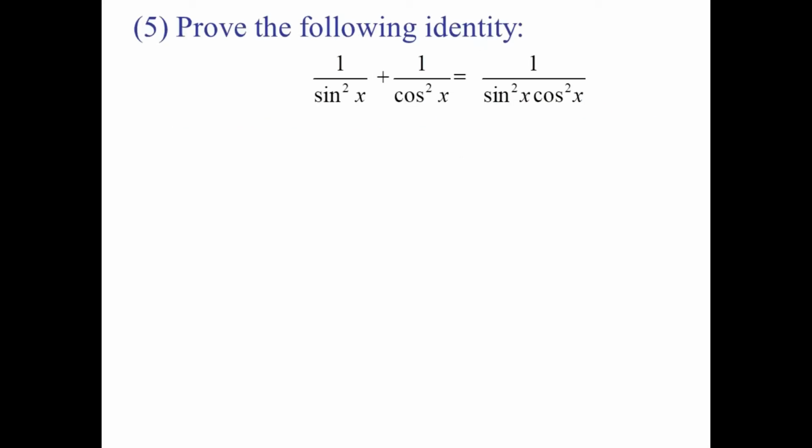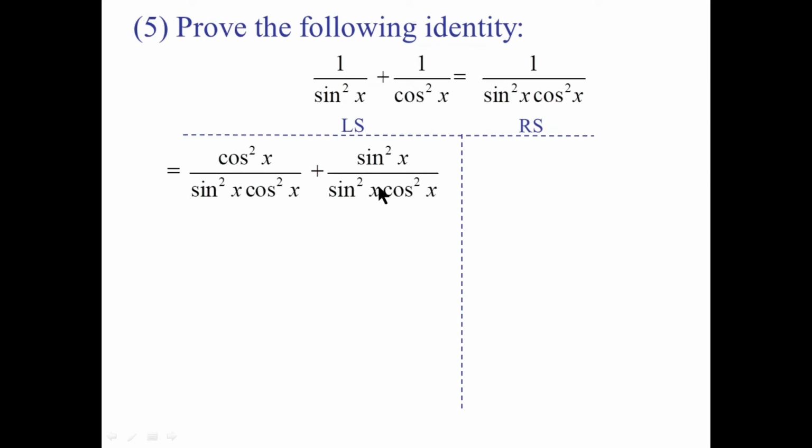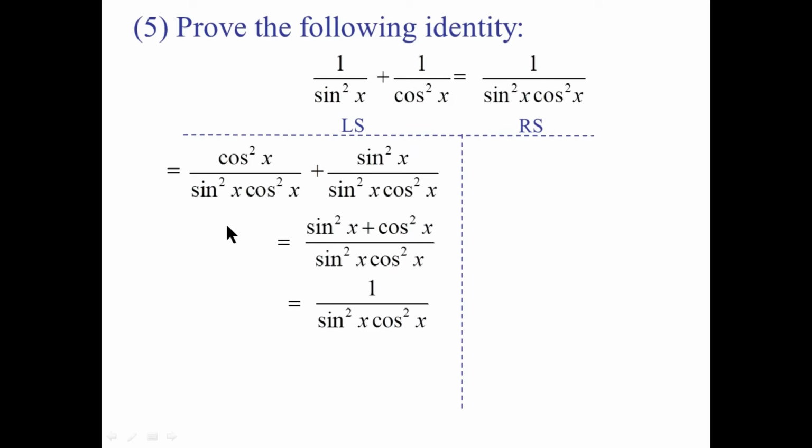Let's go again. Prove a trig identity. Okay. Draw the line. Add fractions. We'll need a common denominator. Perform the addition. Look at the numerator. Sine squared plus cos squared, that's 1. And the identity has proven itself, because left side equals right side.